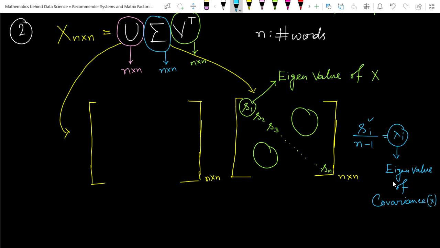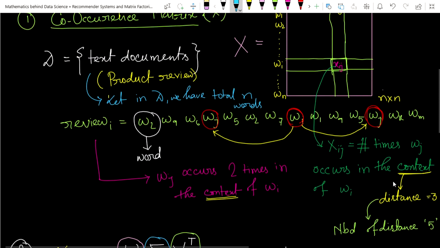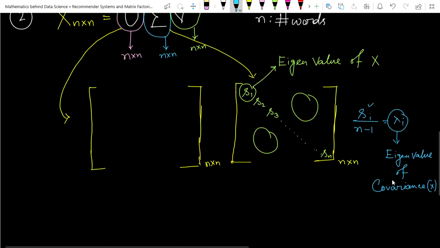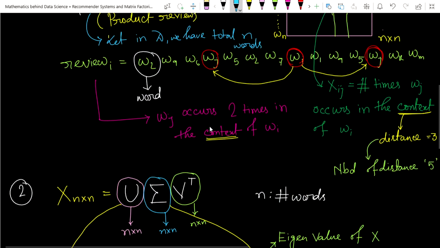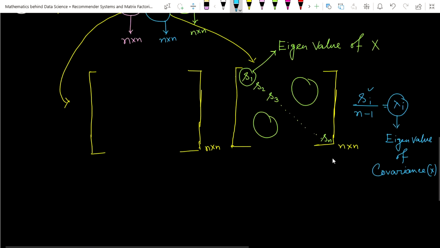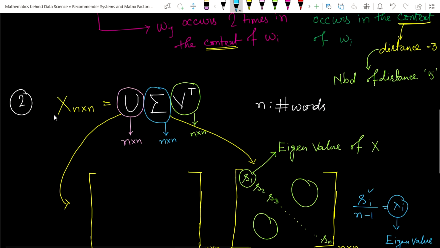Covariance matrix of the dot of this X means of this co-occurrence matrix. Don't be confused about covariance and co-occurrence. These are tricky: covariance has a totally different sense of meaning, and co-occurrence has a totally different sense. Such kind of thing we have seen. This is the second step that we have to do.